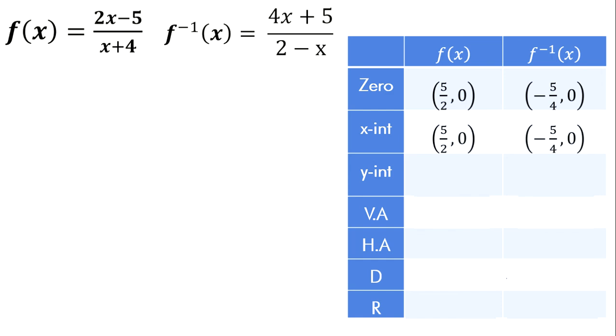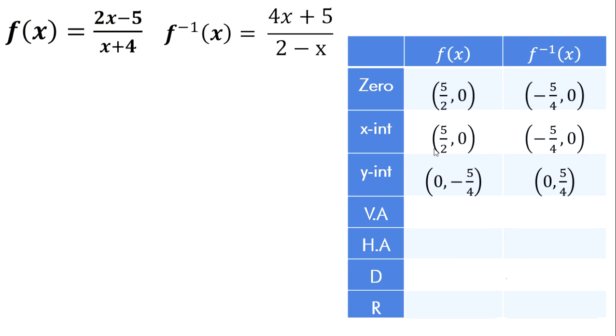And then for the y-intercept here, we let x be equal to 0. So that's negative 5 over 4. So the y-intercept of the function is 0, comma negative 5 over 4. While in the inverse function, we let x be equal to 0. So that's 5 over 2. So that's 5 halves. Okay, correction. It should be 5 halves. 0, comma 5 halves.